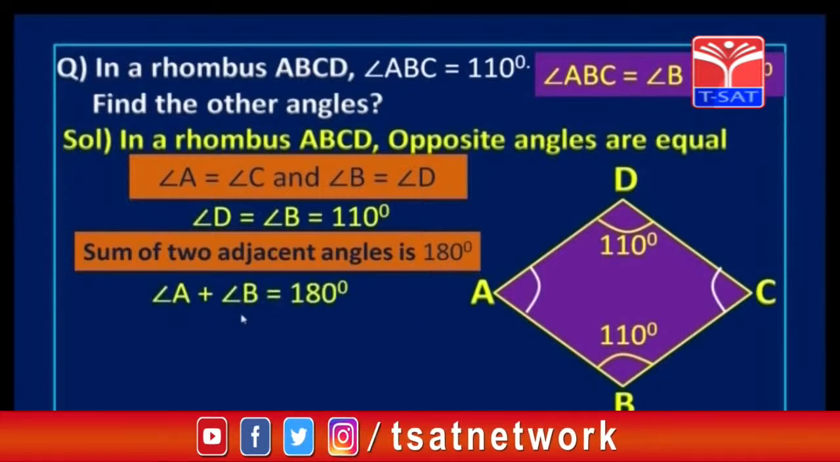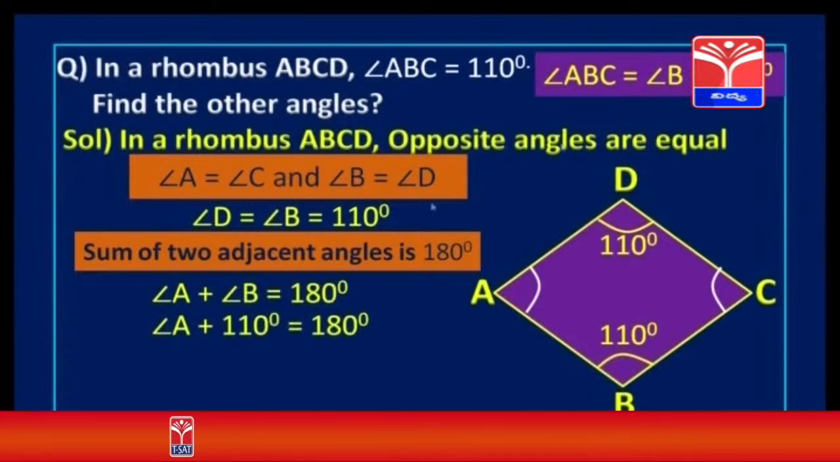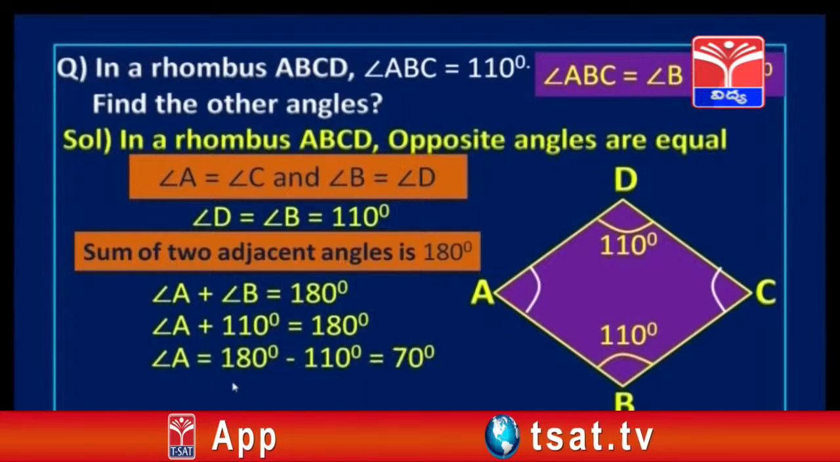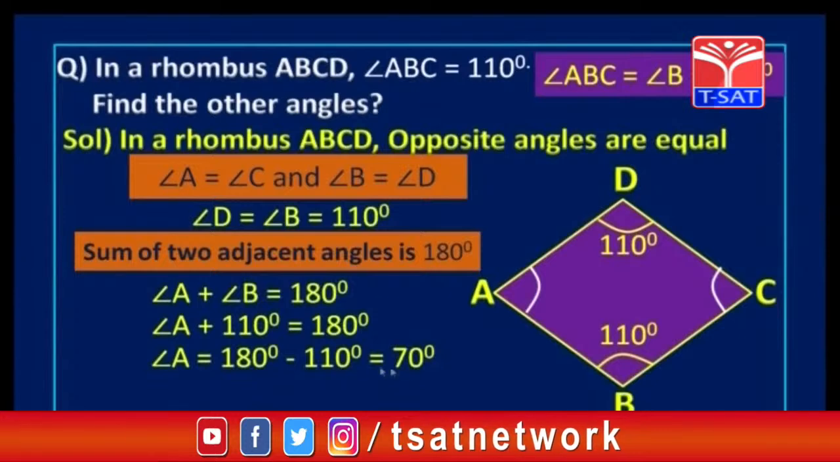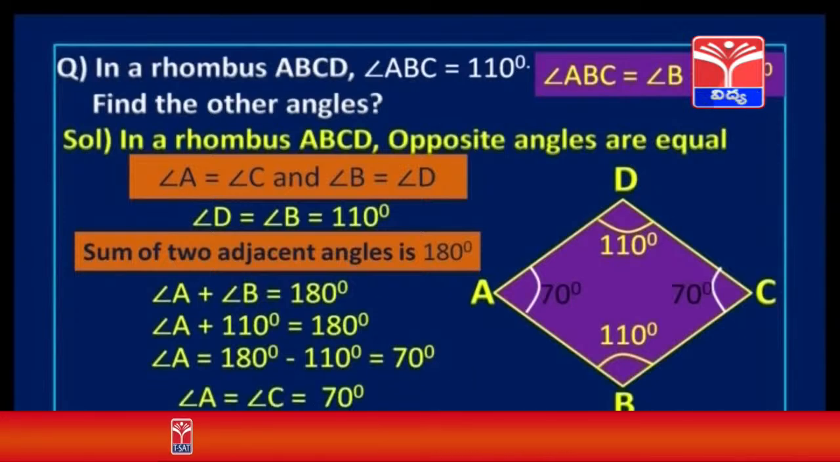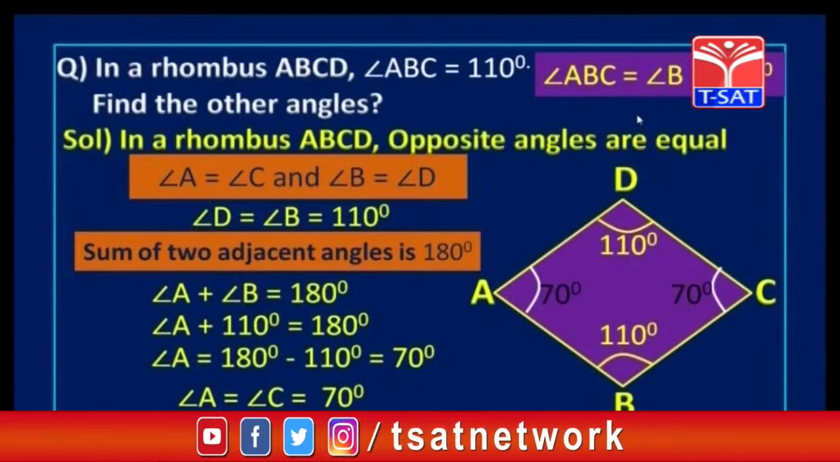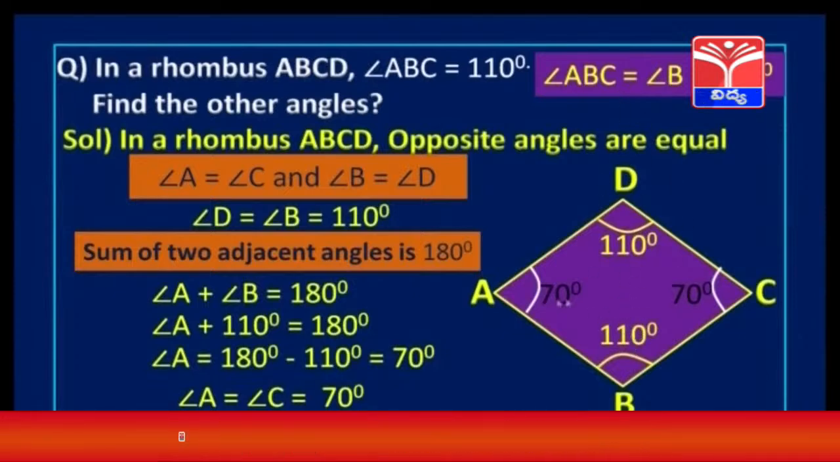So I am taking here angle A plus angle B as 180 degrees. Angle B is 110 degrees. So angle A plus 110 degrees equal to 180 degrees. Angle A equal to 180 degrees minus 110 degrees, as it is plus. If it is going to right hand side, it will become minus. So 180 degrees minus 110 degrees, which is equal to 70 degrees. So I am taking angle A equal to angle C equal to 70 degrees. Children, from this what you can understand here? Yes, in a rhombus, if one angle is given, you can find the remaining three angles. How to find children? Yes, it's very simple. In rhombus, opposite angles are equal and in rhombus, sum of two adjacent angles is 180 degrees.